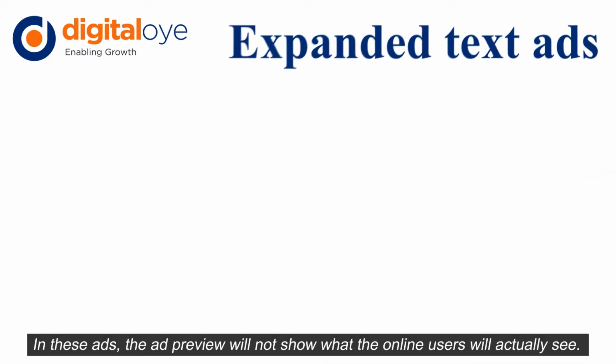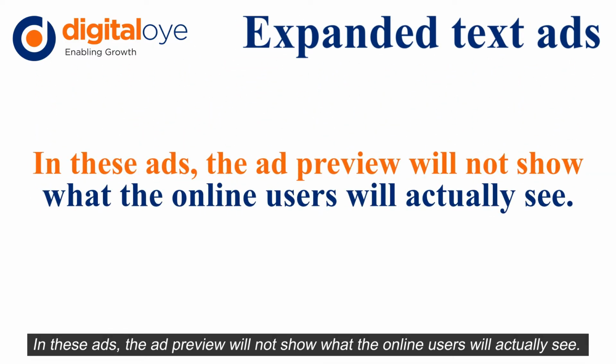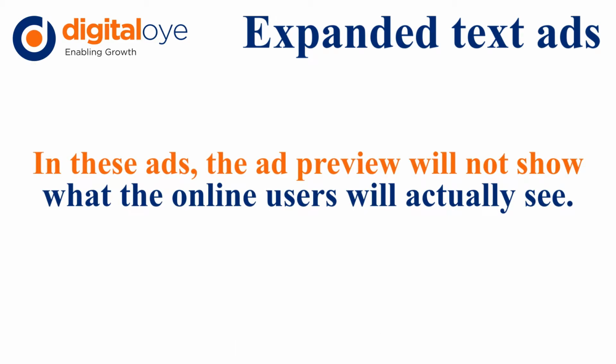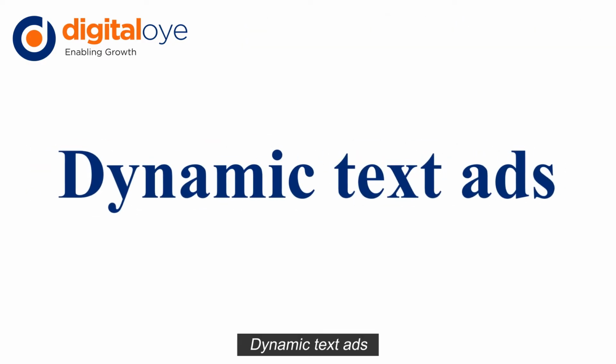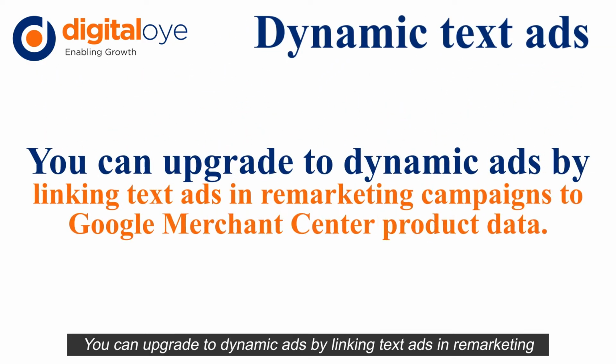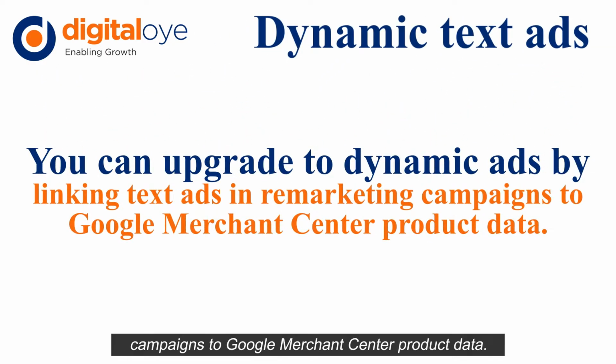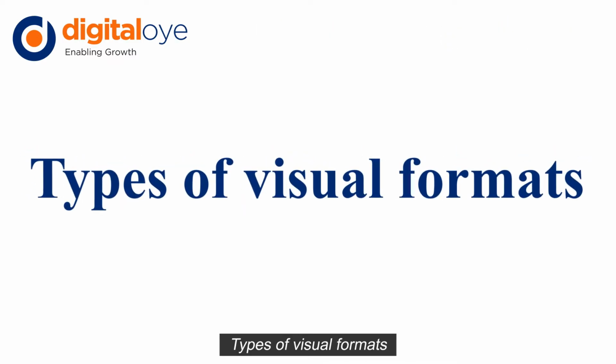Expanded text ads. In these ads, the ad preview shows what the online users will actually see. It can be expanded, as the name suggests. Dynamic text ads. You can upgrade to dynamic ads by linking text ads in remarketing campaigns to Google Merchant Center product data. Types of visual formats.